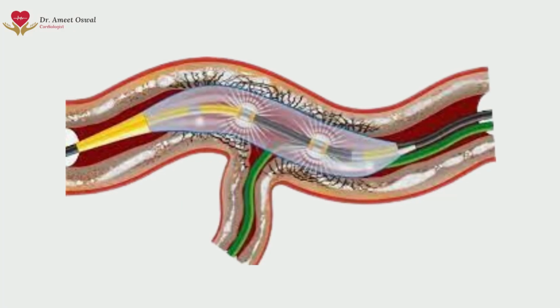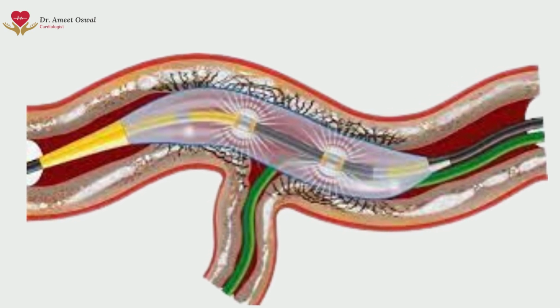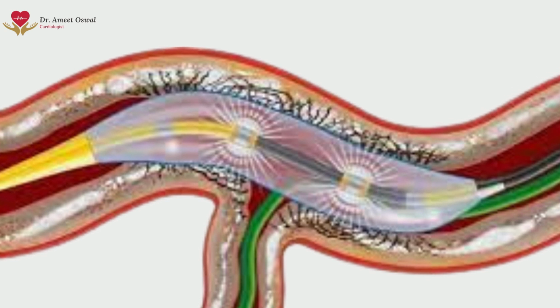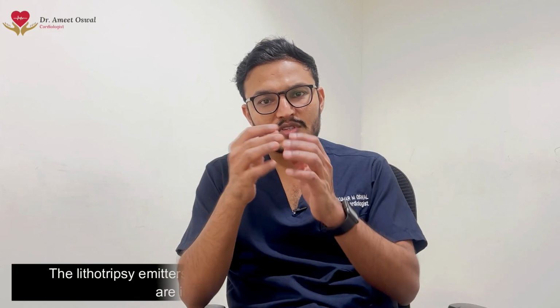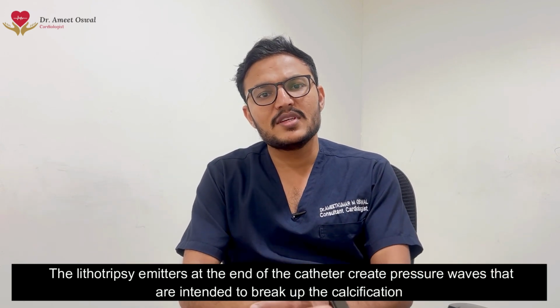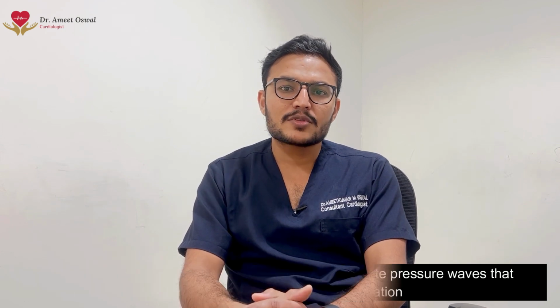In the same way, intravascular lithotripsy does not do drilling work. It is basically a balloon which is kept across the block, and then shockwave energies are passed through it, which cracks open the calcium and thus clears the block and helps put a stent easily through the blocks. Now, both these procedures seem to be very complex.